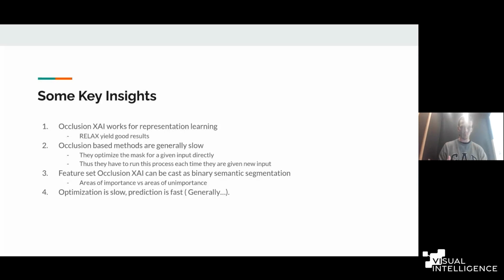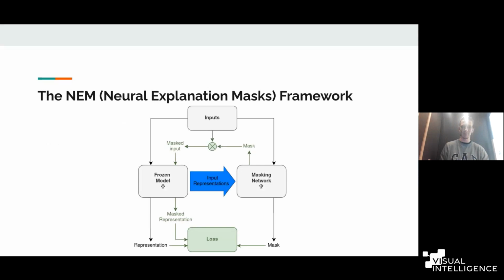So finally, we can get to what we actually did. We have these 4 things. So what did we do? We created something we call the neural explanation mask framework. Our goal is to segment input images into areas of interest and areas of non-interest. So first of all, we have the model we want to understand, which is the frozen model. This model is not optimized during training. And then we have the model that will generate the masks, the model that will allow us, given an input, to predict a new mask.